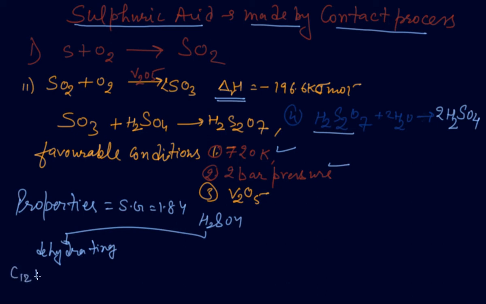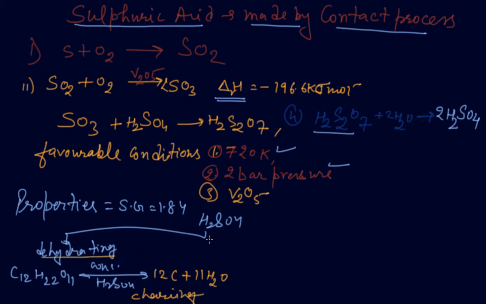One reaction is that C12H22O11, when it is put in concentrated H2SO4, it removes all the water, giving 12 carbon with 11 H2O. This reaction is known as the charring reaction. This is the dehydrating form of sulfuric acid. Number 2 is that it is an oxidizing agent.